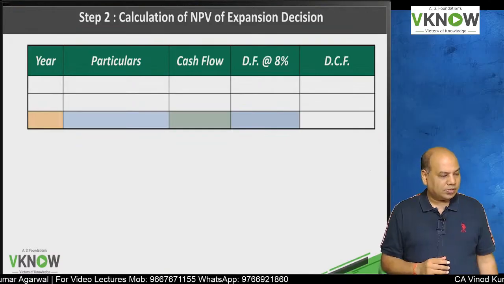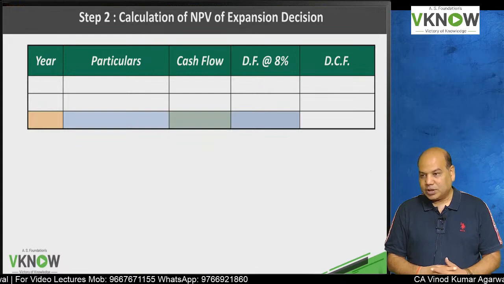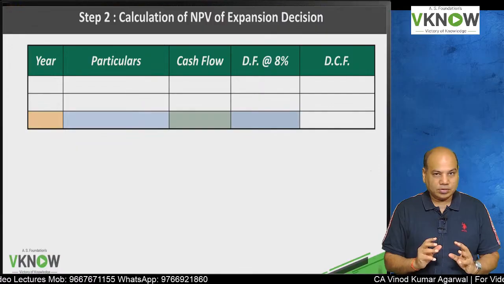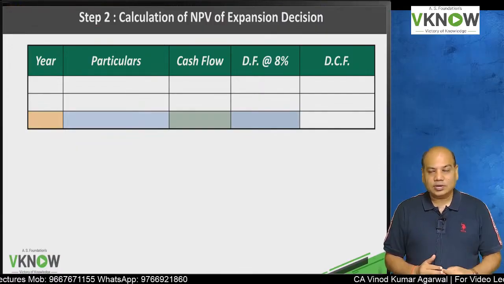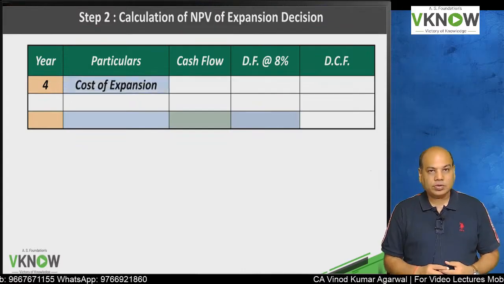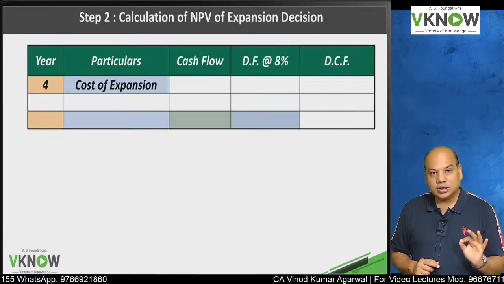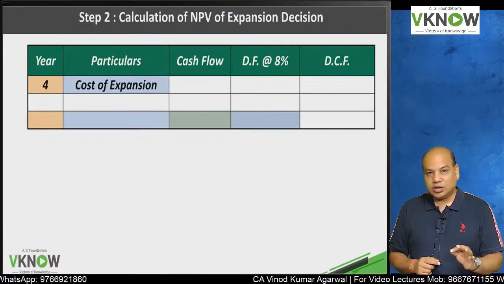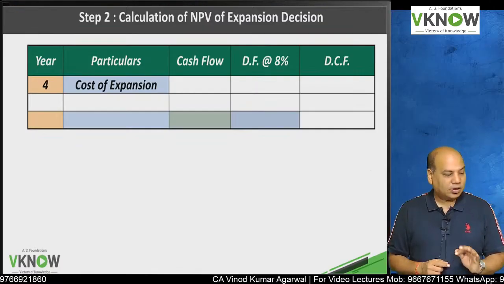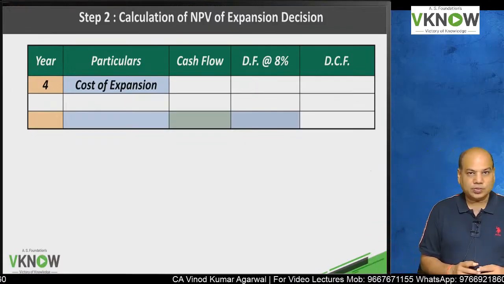So let us calculate NPV of expansion decision. Under that we have 2 possibilities: success, failure. If success, this is what your cash flow would be. Write down the format first. A new question for you, not in the study material. Year, particular, cash flow, discounting factor at 8% and discounted cash flow. DCF means discounted cash flow.